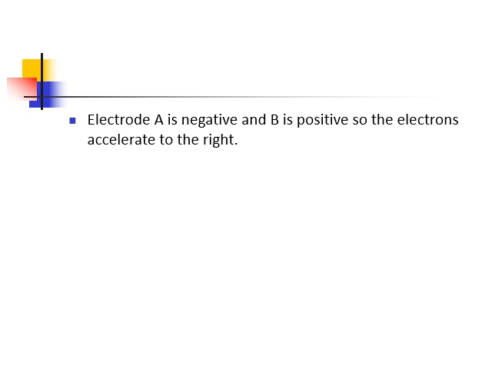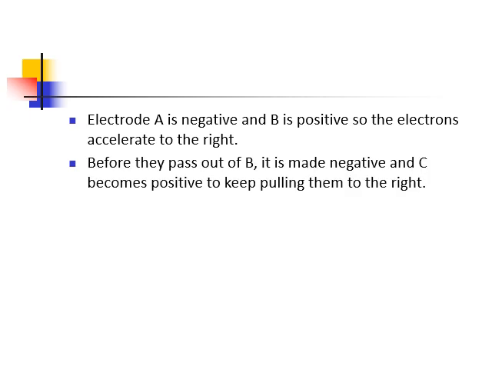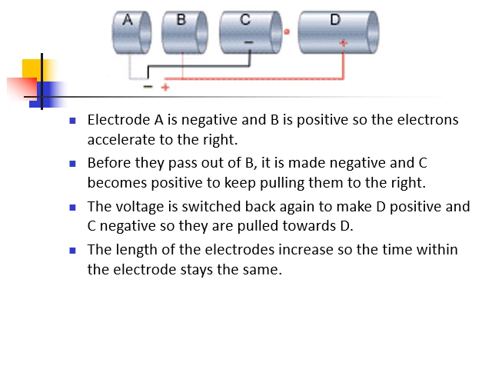Okay, so in our linear accelerator, this is just describing what I was talking about here. It's saying at the beginning, electrode A is negative and B is positive, so the electron is going to move from left to right. Before it passes out of B, it's then made negative and C becomes positive to keep it moving that way. The length of time in each electrode is the same, so the length increases to keep the time the same.